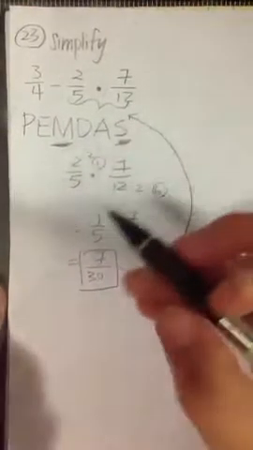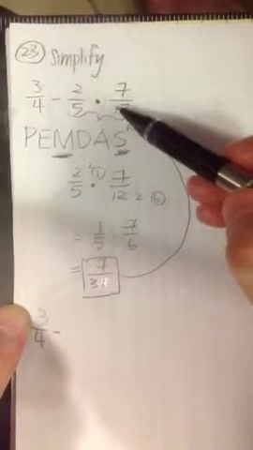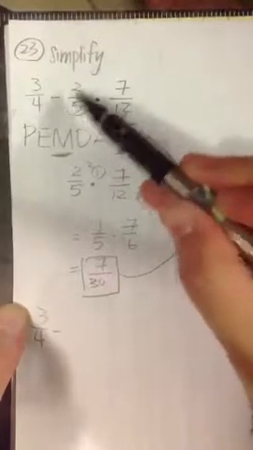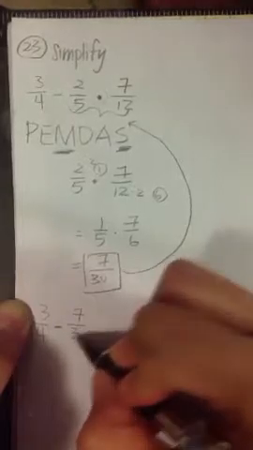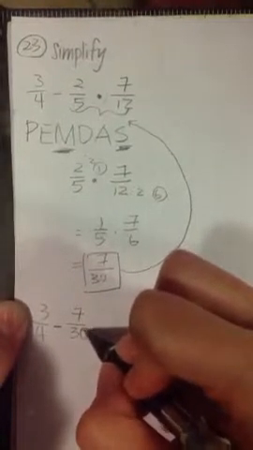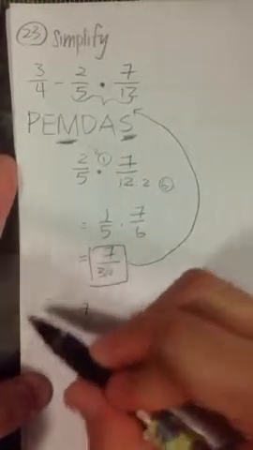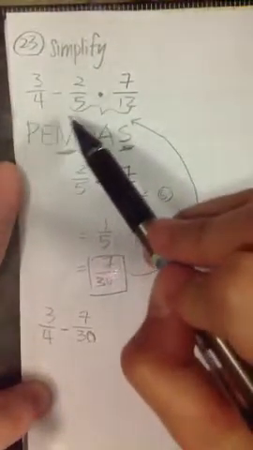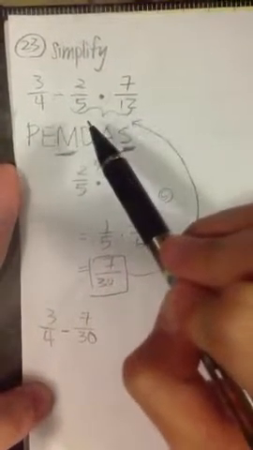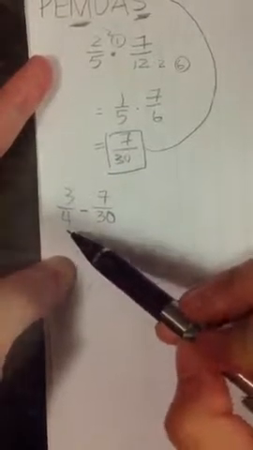But originally the question says 3 over 4 minus 2 over 5 times 7 over 12, and we know that this answer is 7 over 30. So we'll just do 7 over 30 here. Oops, that looks like a 6. Okay, so now we have to simplify this. We know that before it was a multiplication, so we do not need a common denominator. But when it comes to addition or subtraction, we do need a common denominator.